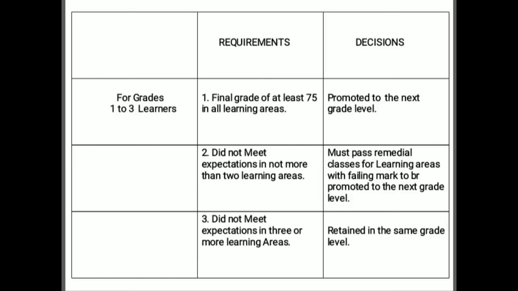Number 2, did not meet expectations in not more than 2 learning areas, and the decision is that the learner must pass remedial classes for learning areas with a failing mark to be promoted to the next grade level. And number 3, did not meet expectations in 3 or more learning areas, and the decision is that the learner is retained in the same grade level.